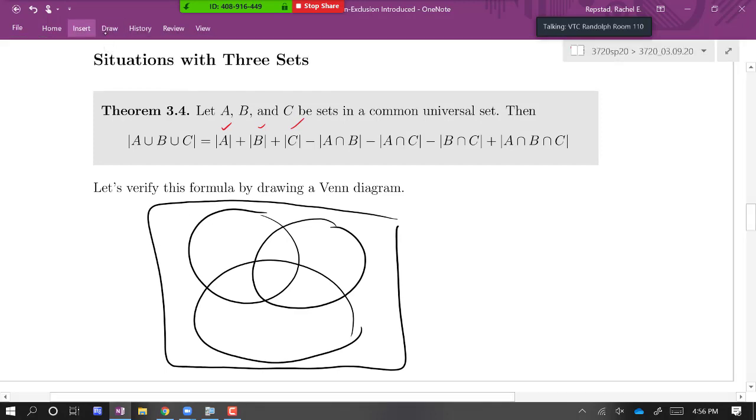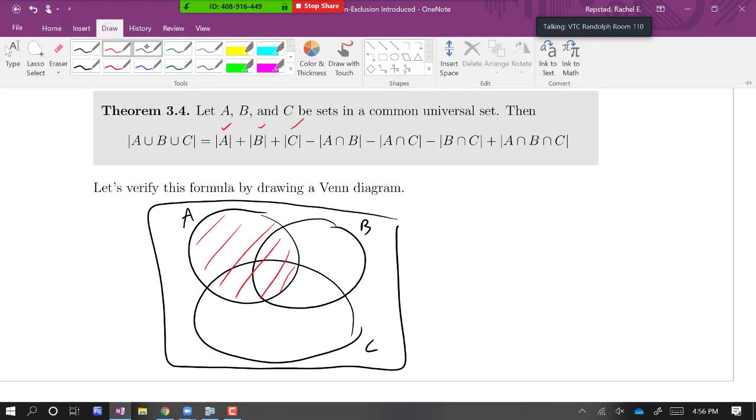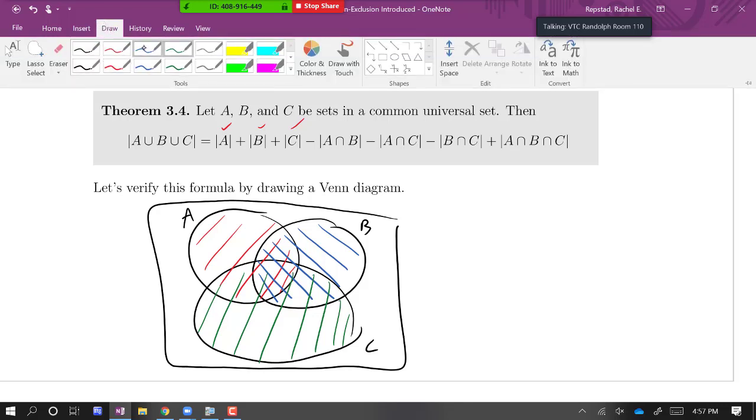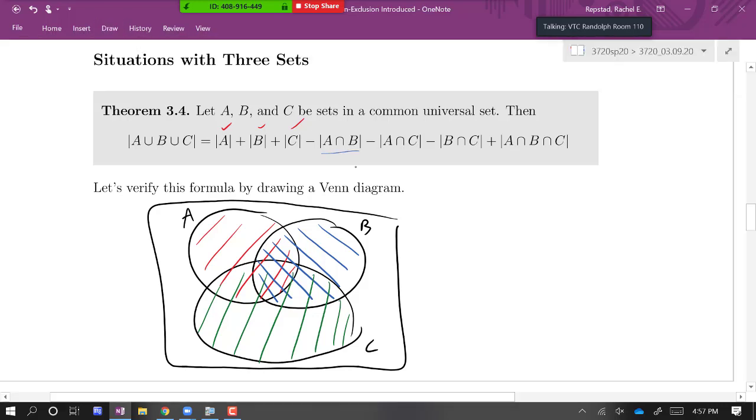So here's A, B, C. I grab A, then I grab B. I'm doing this in different colors so we can see the overlap that we're double counting. Right now, I've double counted A intersect B. And when I shade C, I've double counted a bunch of stuff. There's a whole slew of things in the middle that have been double counted. So what we want to do is subtract off all those intersections: subtract A intersect B, so I don't double count that, subtract A intersect C, and subtract B intersect C.